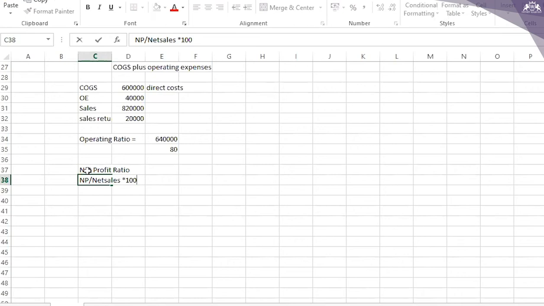Okay, and generally when we take net profit over net sales, the profit should be before tax. Because tax is a statutory liability we need to pay, we have no option. But how is the business doing? Generally, it is taken as profit before tax.